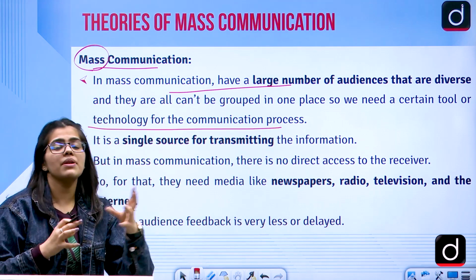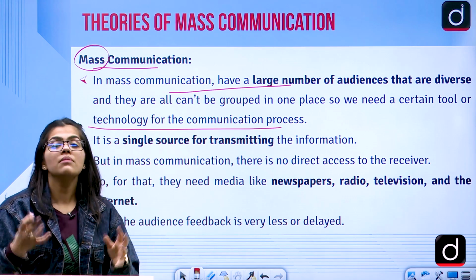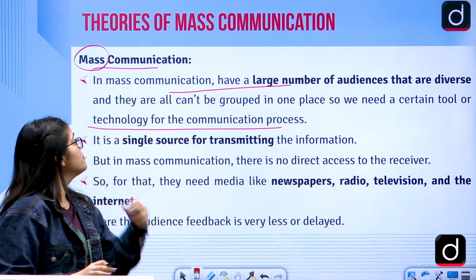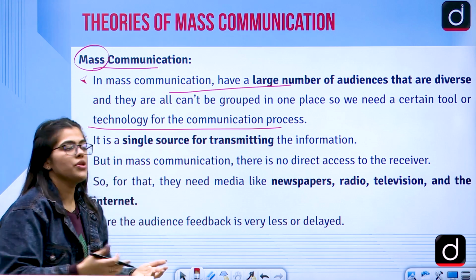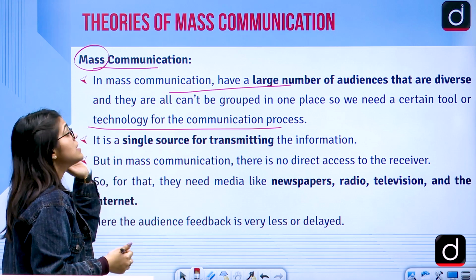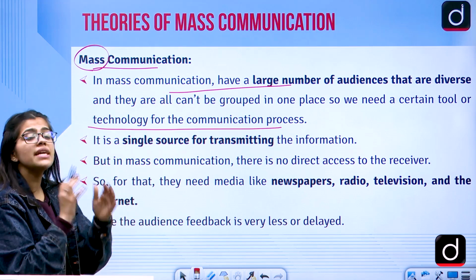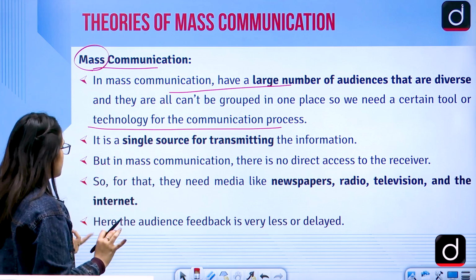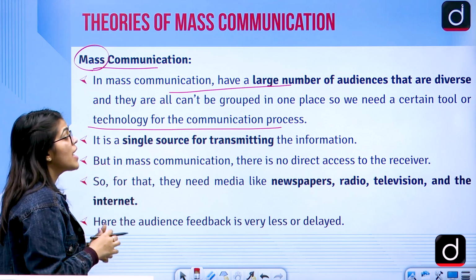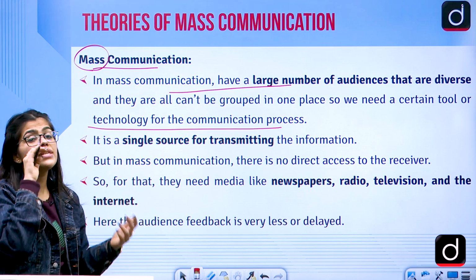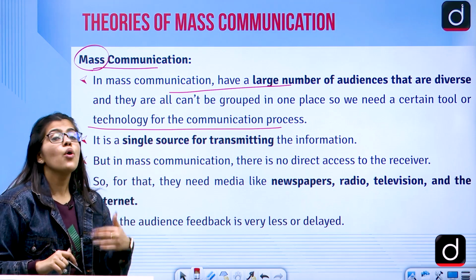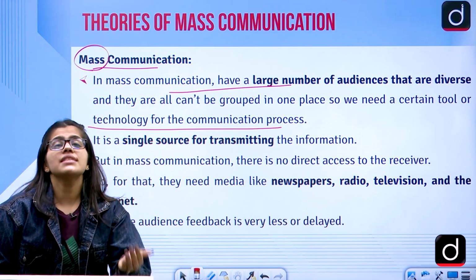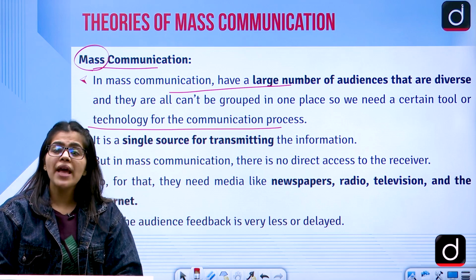So there is a difference between mass communication and mass media. Mass media are the tools, and mass communication is a way of communicating. It is a single source for transmitting the information. This media is a single source to transmit. But in mass communication, there is no direction when we discuss the receiver. We don't know who is receiving it. So what comes into play?